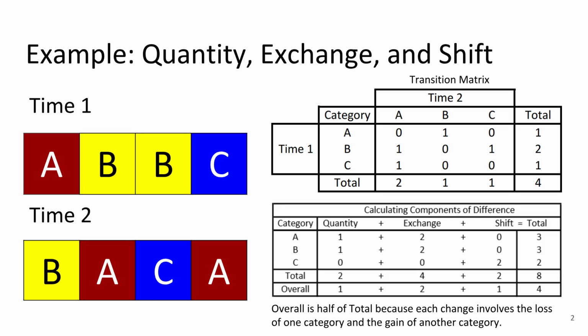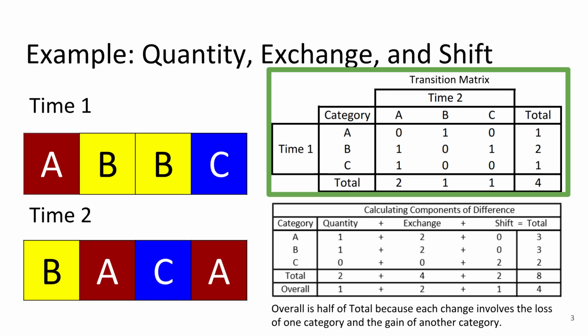This figure represents pixels within a map at time 1 and 2. There are three categories at both time points: A, represented by red, B, by yellow, and C, by blue. The upper right corner shows a contingency table, which summarizes the category transitions from time 1 to 2. For this change analysis, we refer to this table as a transition matrix.